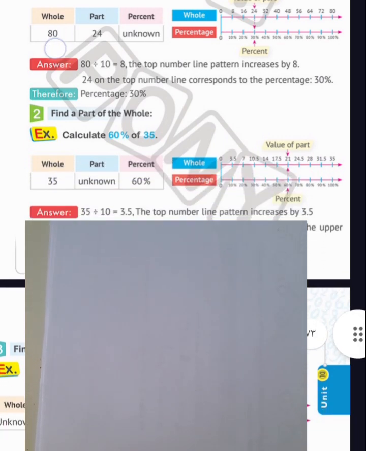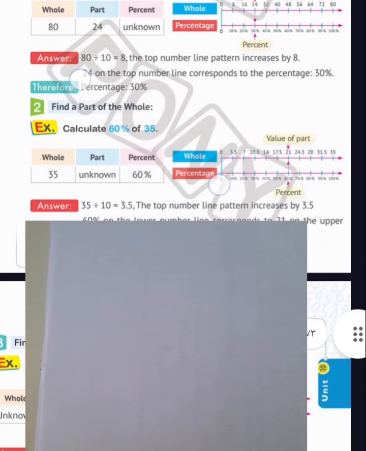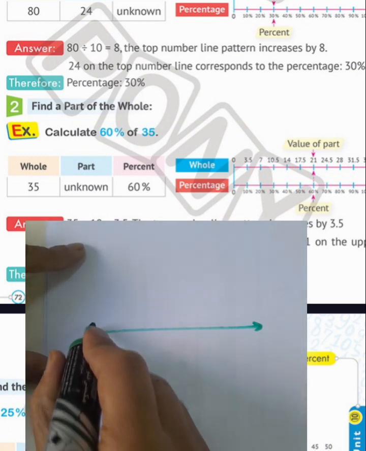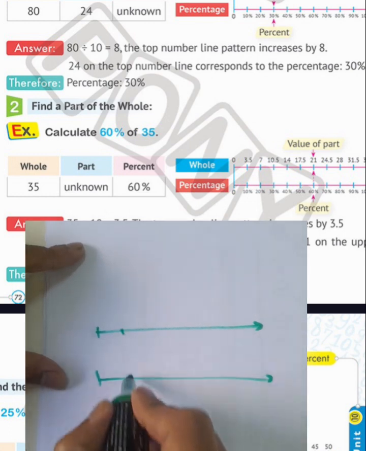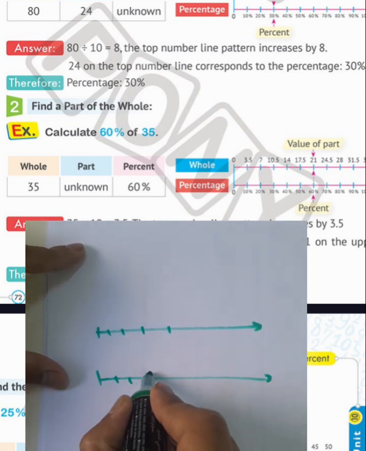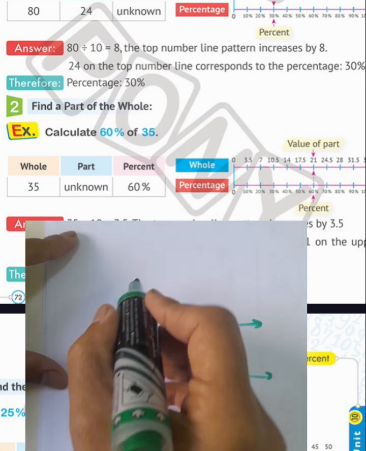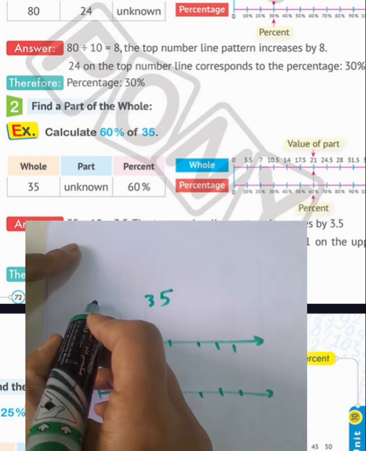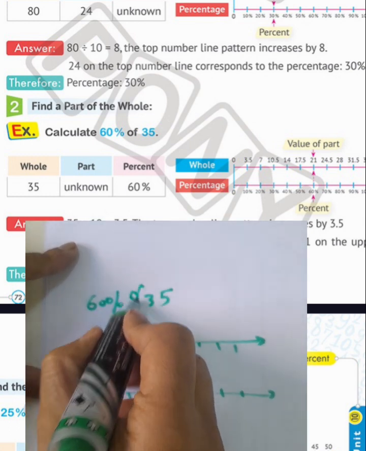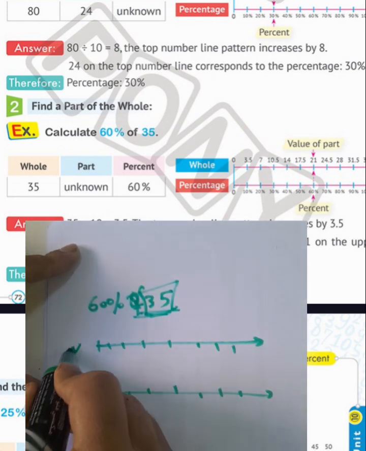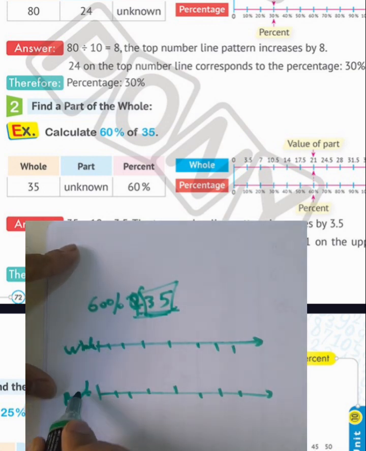Part 2, find the whole number. How can we find the whole numbers? Here he gives us: calculate 60% of 35. Okay, I will draw two parallel number lines. First step, I will write first the whole number was 35. He wants to find 60% of 35. Then 35, we call it the whole number right here, whole number, and here percentage.